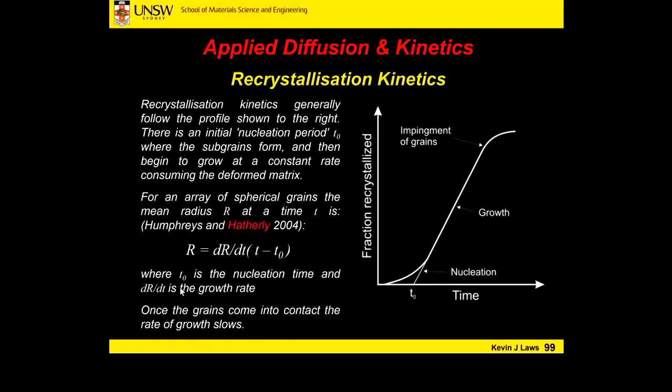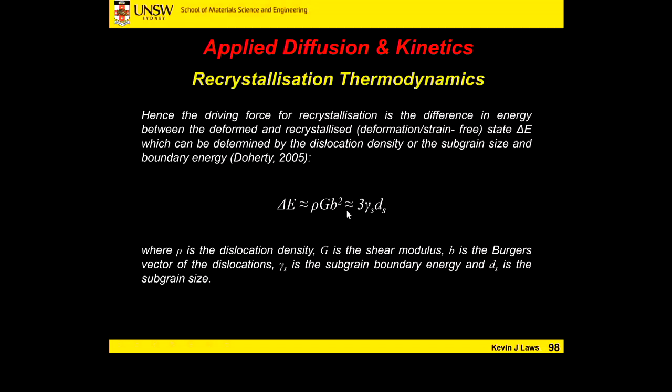And we say that this is approximately also equal to 3 times the subgrain boundary energy and the subgrain size. So we're equating measurable properties with energetic properties, and something that we can measure. And I'm not expecting you to memorize these equations.